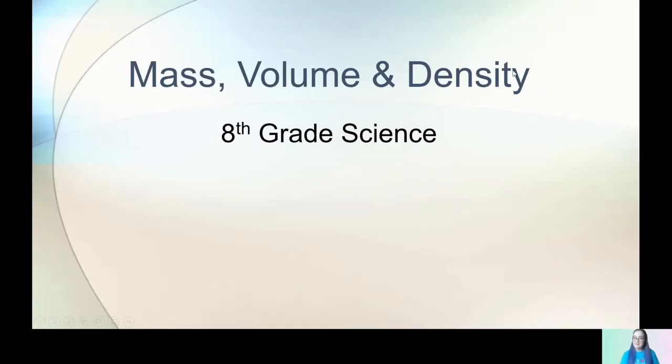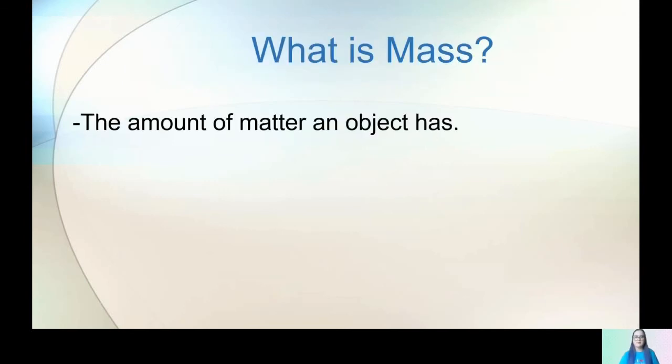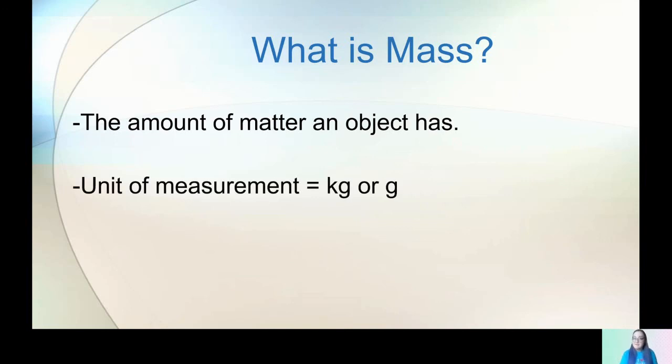Mass, volume, and density. What is mass? Mass is the amount of matter an object has. So some objects are small but have a lot of mass, and some objects are large but have a small amount of mass. Mass is just how much stuff they're made out of. Matter is the stuff, okay? Our unit of measurement for mass is kilograms or grams in the metric system.